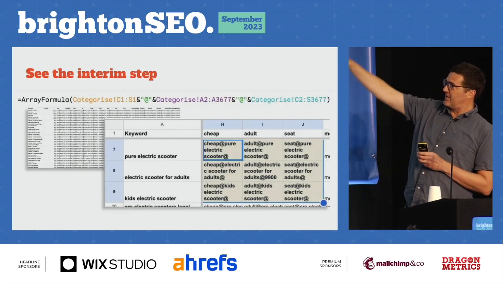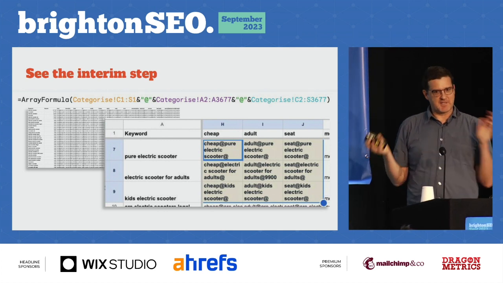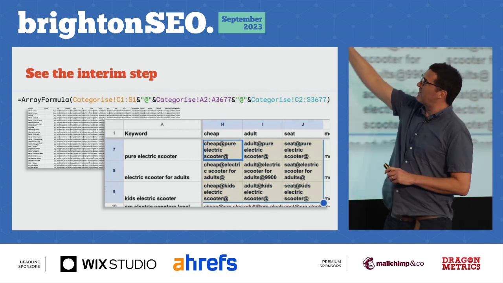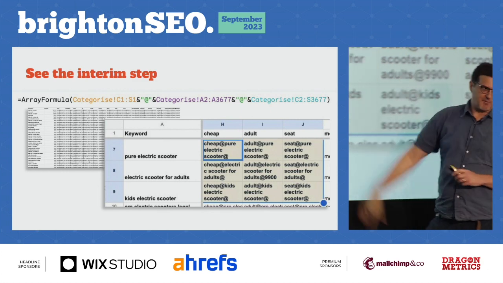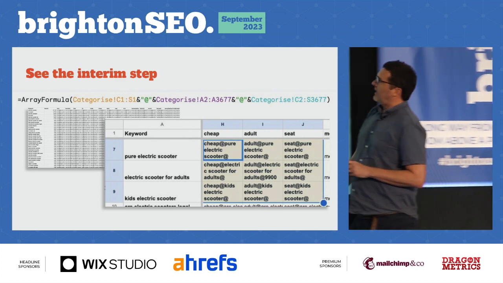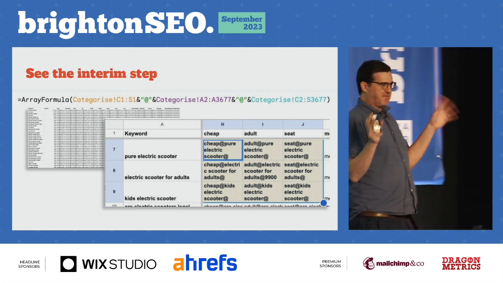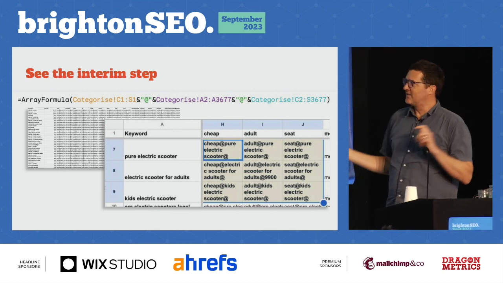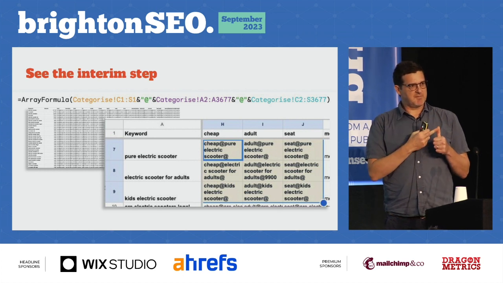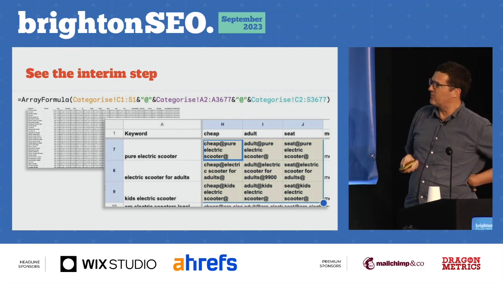So the array formula around this bit does this really weird thing where it takes my cell, which had lots of blank entries in and numbers in, and it fills every single cell in. So this has got cheap in it and pure electric scooter. Because the word cheap isn't in pure electric scooter, it doesn't have a number in it. This one here, electric scooter for adults, it does have adult in, so it's pulled in the number. So I've gone from 59,000 cells, most of which are empty, so a very confusing, hot mess of data, but every single cell has got the combination of search term, category, and then, if relevant, the monthly search volume. So that's what the array formula bit does.